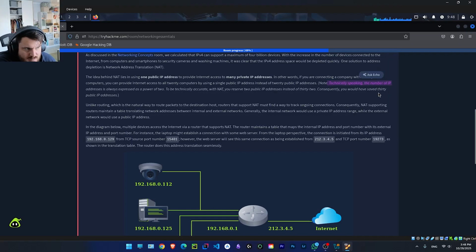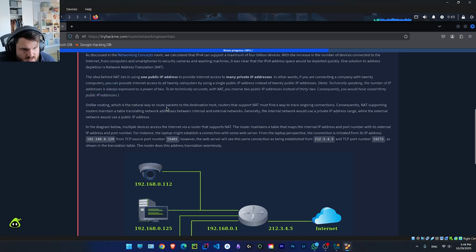Note, technically speaking, the number of IP addresses is always expressed as a power of 2. To be technically accurate, with NAT, you reserve 2 public IP addresses instead of 32. Consequently, you would have saved 30 public IP addresses.